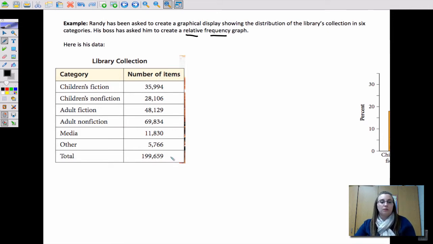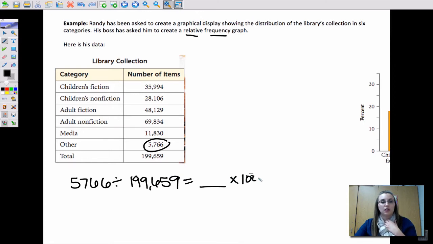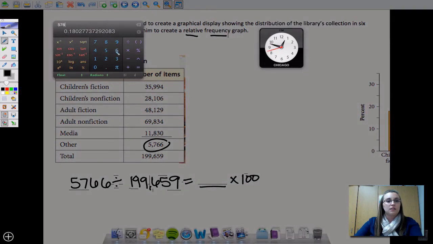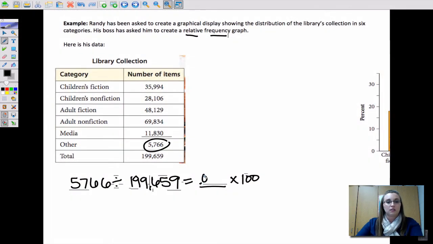What I would suggest doing, let's just use the other category, this is going to be our smallest one, is I would just divide by the total. To convert to a percent, I would just divide by the total and then take my answer times 100. So we're going to do 5766 divided by 199659. That'll give me 0.0288, which means that I've got 2.88% in other. So out of this library collection, about 2.88% is not one of these categories. It's in an other category.